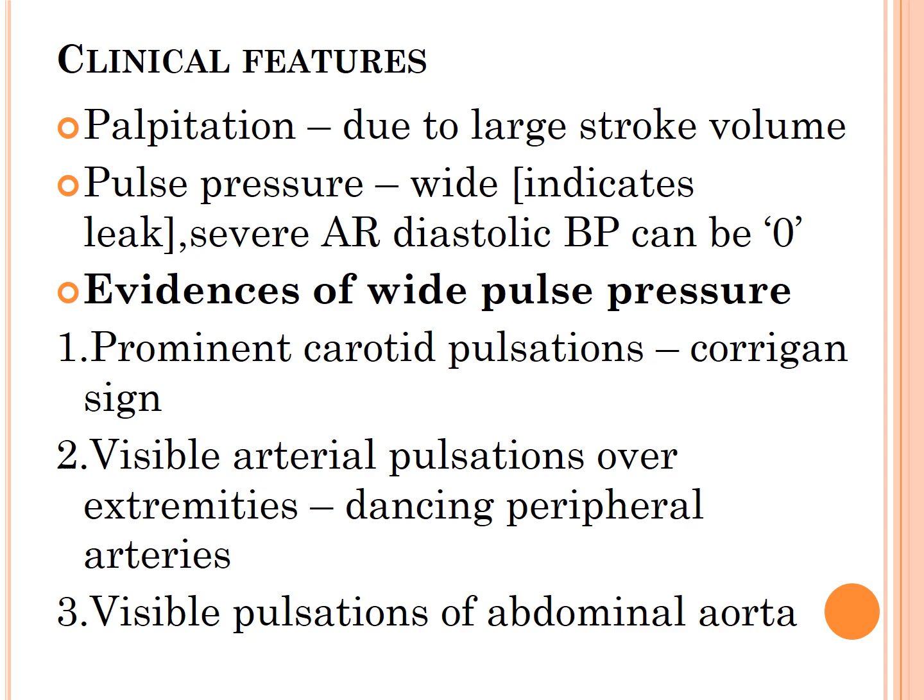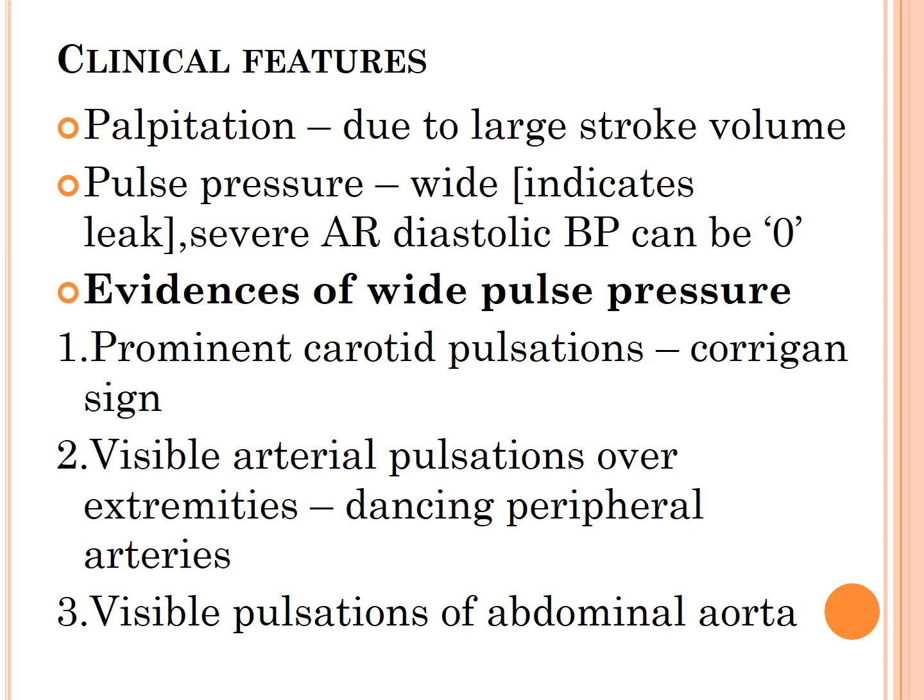Now come to the clinical features. Number one clinical feature is palpitation due to large stroke volume. Pulse pressure is wide, which indicates severe leak. In severe aortic regurgitation, diastolic BP can even go to 0, creating a very wide pulse pressure. So the wider it is, it indicates the leak is high.